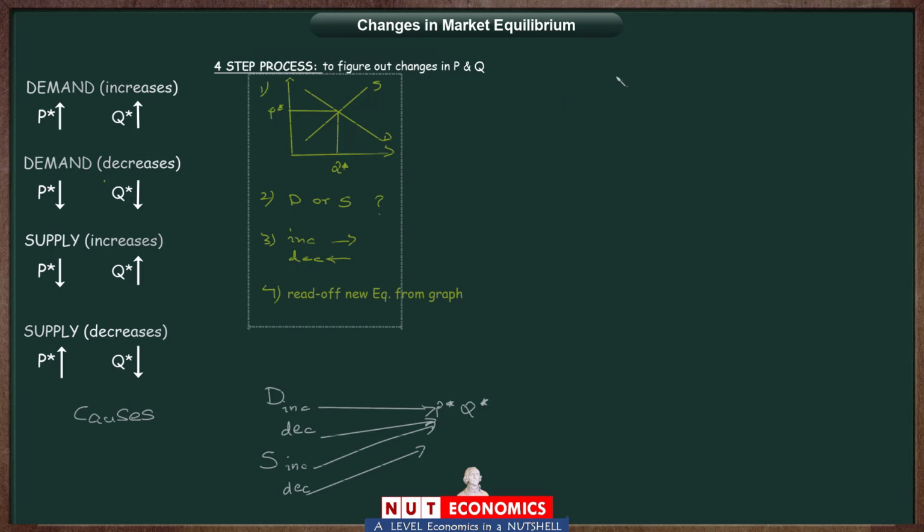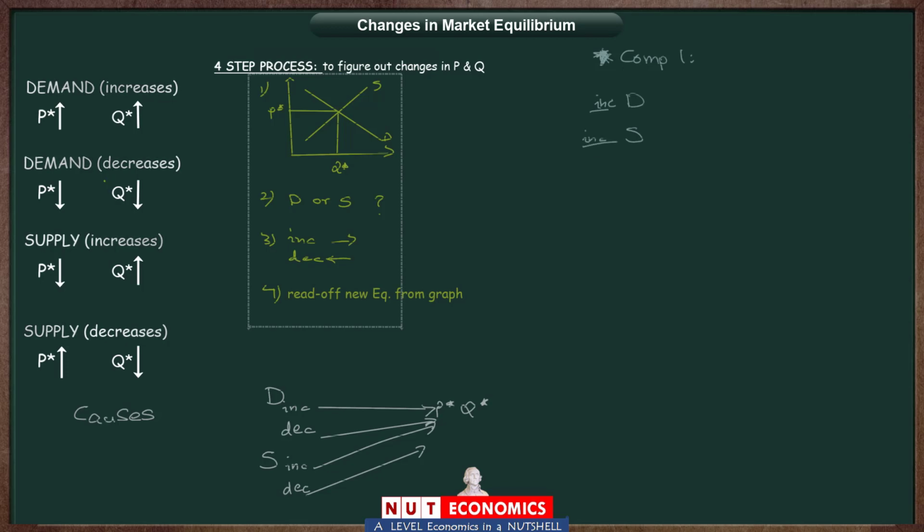So complication number 1 that the examiner will try to create is that he will sometimes ask you the impact on price and quantity if, let's say, both the demand and supply change at the same time. So maybe he tells you demand of a product is increasing while at the same time the supply of the product is also increasing. What will be the impact on price and quantity?